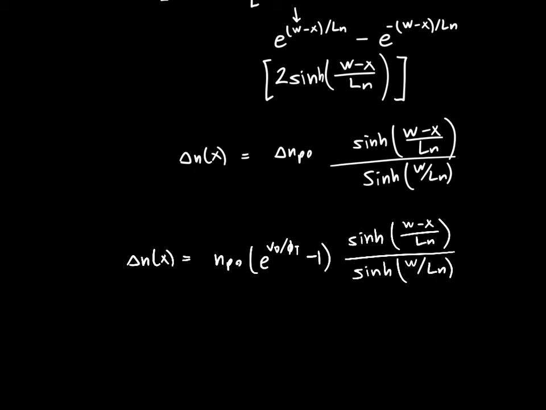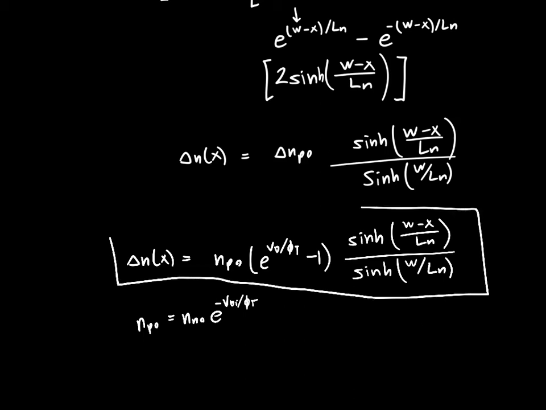And we know that NP naught is just equal to NN naught times e to the minus VBI over the thermal voltage phi t. So this is our final expression. And this is general. This works for any diode of any length. And it's actually reasonably simple because it looks like our old equation, just this term, but it's got this sort of nasty multiplication factor at the end.